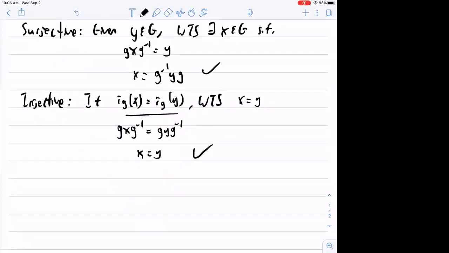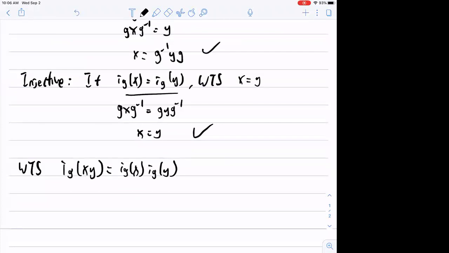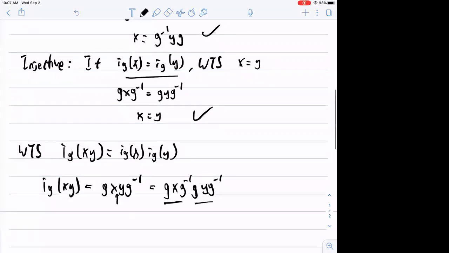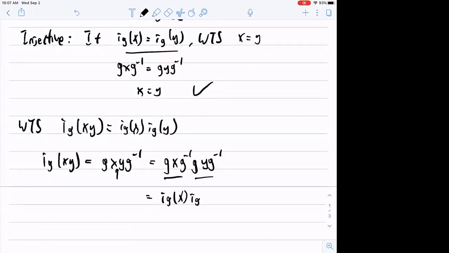And then finally, we need to show the homomorphism property. We need to show I_g(xy) is I_g(x) I_g(y). This will show it's a homomorphism. So I_g(xy) is gxyg⁻¹. Now, g and g inverse multiply to e, so between the x and y, I can put in a g⁻¹g. I'm not changing anything because I just added in the identity. But now this term is I_g(x) and this term is I_g(y). So I_g is an automorphism of G. Everyone clear so far?